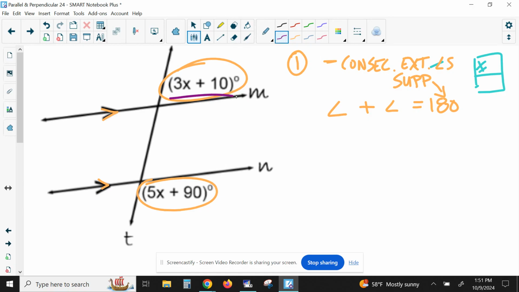Okay, so let's go ahead and do this angle first. What's that? 3x plus 10. And then we need the other angle. And you can color code in your notebook, because this is a nice example that you'll be able to look at later. Next one is 5x plus 90. And that has to equal 180. So we just did a substitution property right there.